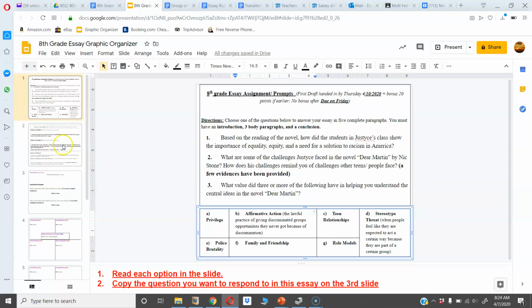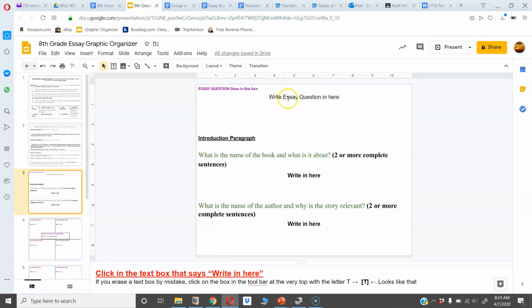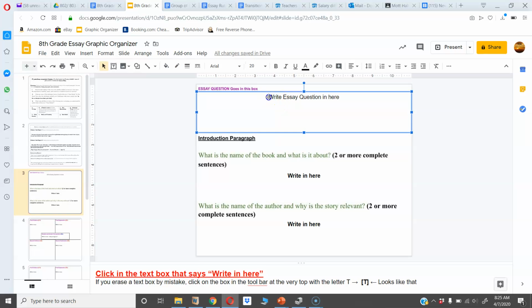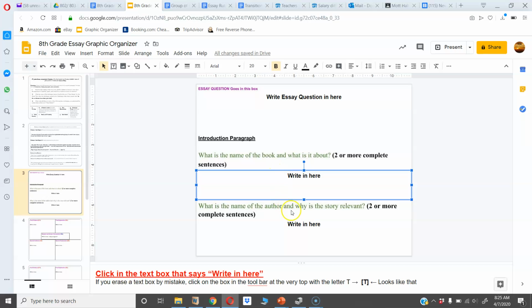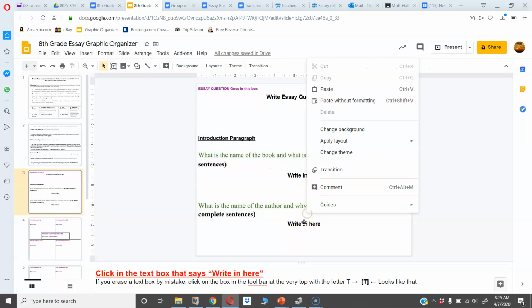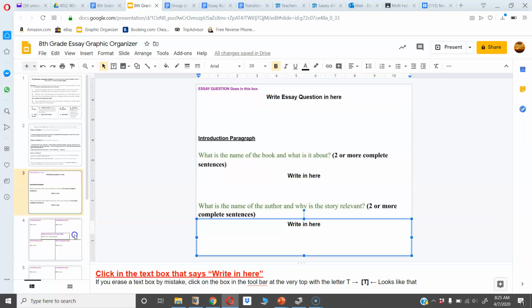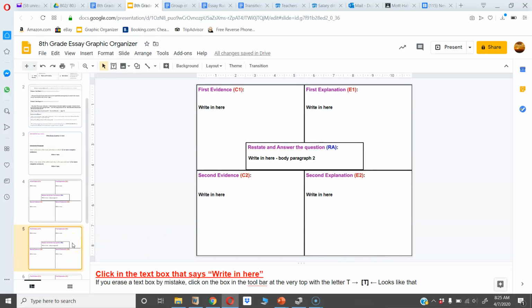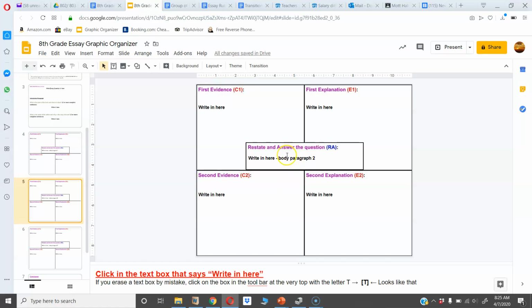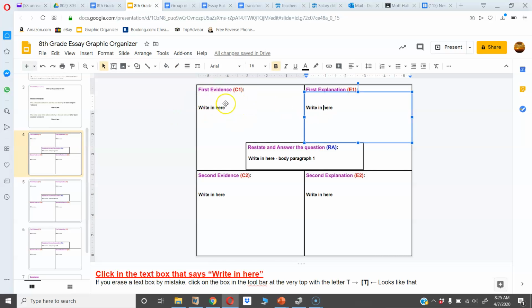And you'll paste it in here. So wherever it says write in here, that's where you're gonna pretty much write your essay question, your introduction, and the other part of the introduction goes in here. You do the same for when you're writing your body paragraphs. Notice that here I put body paragraph 2, you've got body paragraph 1, and so on. Make sure that you're writing your responses in here. Do not delete the text box.